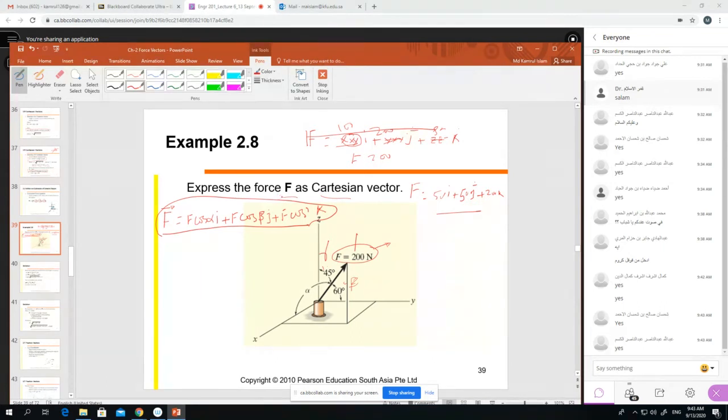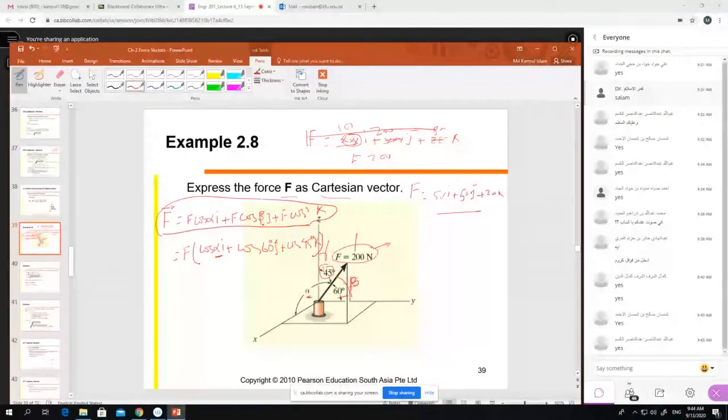We write it down there. So F equal to F cos alpha i, okay, cos alpha, right? Here is alpha. Then cos beta. Beta is how much? Beta is 60 degree. So cos 60 degree into j plus cos gamma, equal to how much? 45 degree into k. Right? Can you write down this one? So beta is between, this is the beta.